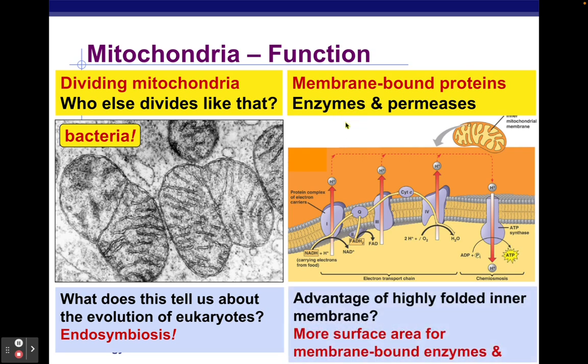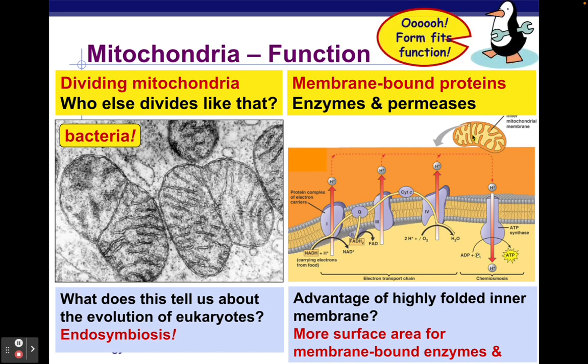And the advantage of a highly folded inner membrane is that we have more surface area for membrane-bound enzymes. Whenever you see a lot of folds like that, more surface area is better. And just to go back and answer our questions, the most mitochondria will be in our muscle cells and in our nerve cells. Okay. Form fits function.